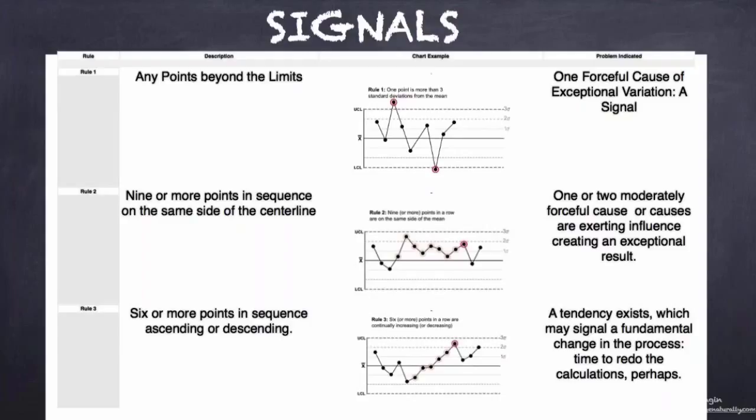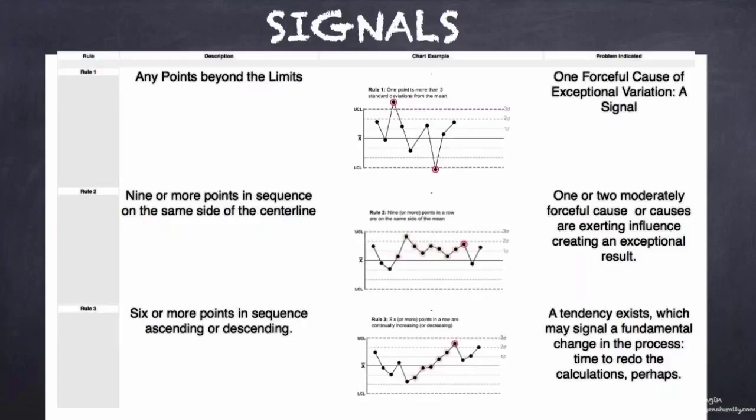So it's very important to understand that when the model matches reality, it's very useful. If it doesn't, it's not useful at all. It's dangerous. So Dan, can I ask a couple questions? Sure. So this is telling us that when we have 6 or more points in sequence, ascending or descending, this trend is not because of normal variation, right? There's something special going on here.